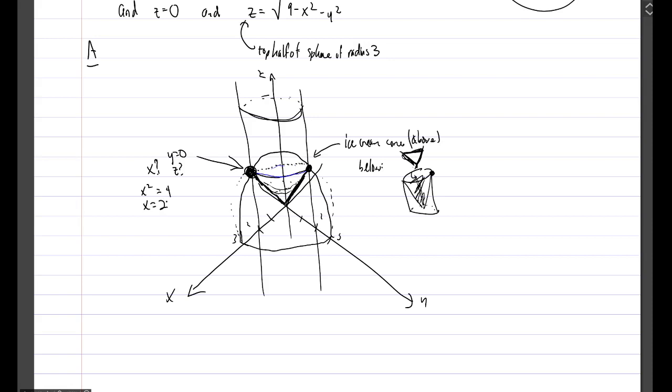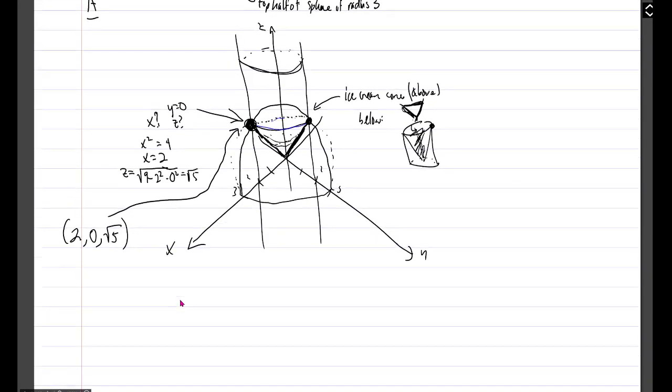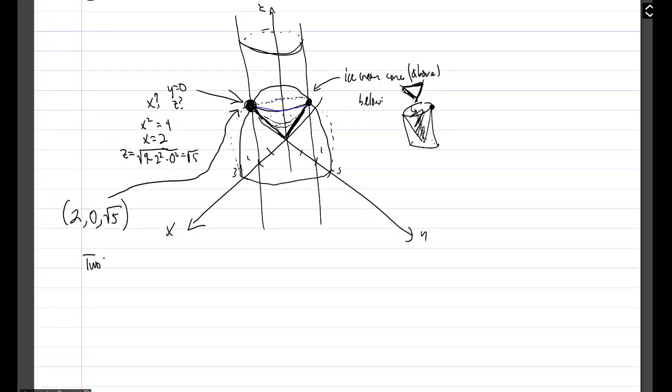And then, because the point we're looking at is also on the half sphere, we can just plug in to find the value of z. We get z is equal to root 9 minus 2 squared minus 0 squared. So this ends up being root 5. It means the coordinates of this point would be 2 for x, 0 for y, and root 5 for z. And that's going to be helpful for us in just a moment. What I'd like to do is set up two separate integrals.